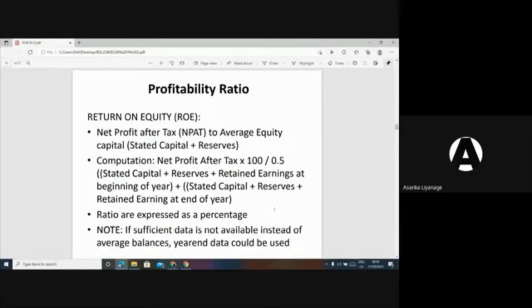Then how do you compute it? Net profit after tax into 100, divided by 0.5 of stated capital plus reserves and retained earnings at the beginning of the year, plus stated capital plus reserves and retained earnings at the end of the year. Basically, you take the opening equity and ending equity, total them, and divide by 2 or multiply by 0.5 to get the average equity. This ratio is expressed as a percentage. If sufficient data is not available, year-end data could be used instead of average balances. I have already mentioned, the higher the percentage, the better it is.